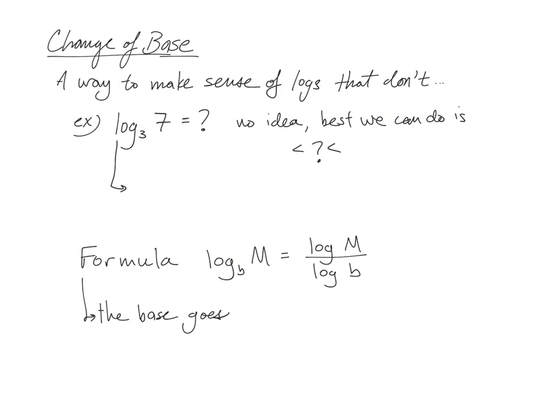Last couple slides will revolve around the change of base formula. The change of base formula is just a way to make sense of logs that don't. So for example, log base 3 of 7, I have no idea what that is. The best we can do right this very moment is guess the exponent has to be between 1 and 2. Now, these are exponents, and more specifically, exponents of 3, because 3 is our base.